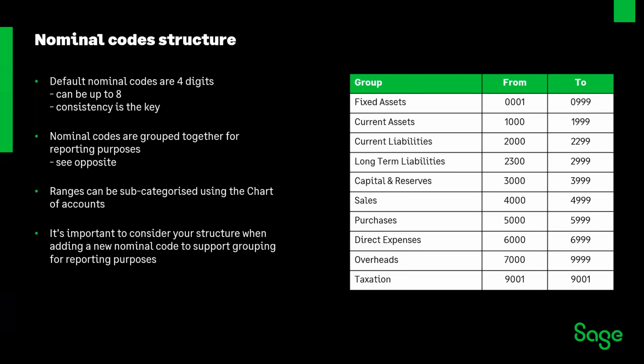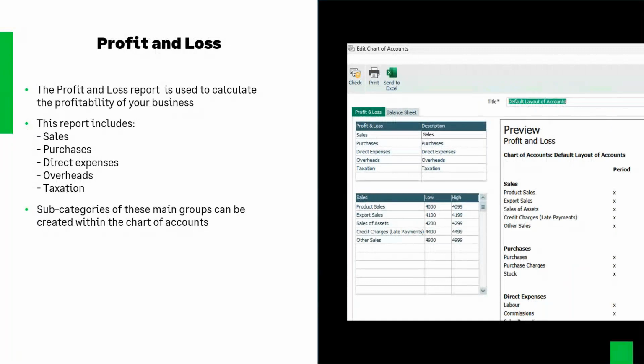Now the chart of accounts, just to give you a little bit of an example, you've got a profit and loss section within there. So profit and loss is obviously used to calculate the profitability of your business, and that includes a number of sections: your sales, your purchases, direct expenses, overheads, and taxation. We've got an image there on the right-hand side with the profit and loss tab selected, sales is highlighted, and what it lists is the sales ranges. You can see that first line there, product sales, 4,000 to 4,099.